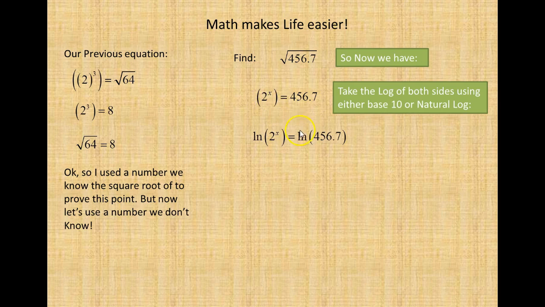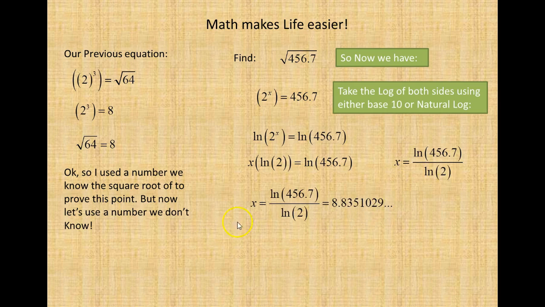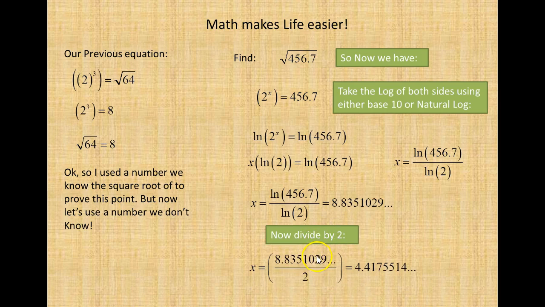So now I take the log of both sides. I take the natural log of 2 raised to the power of x equals the natural log of 456.7. And then I divide through by the log of 2, and I get x is equal to the natural log of 456.7 divided by the natural log of 2, which is 8.8351029, and so forth, and keeps going. Then I divide by 2. And I'm going to show you why this is later. So I divide that by 2, and x is equal to 4.417514.